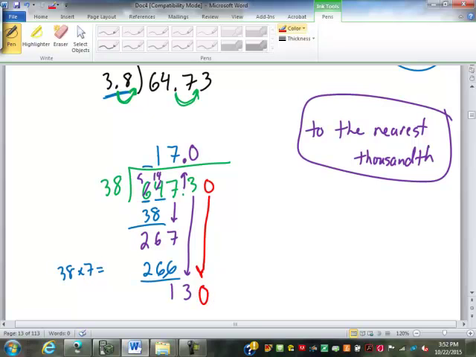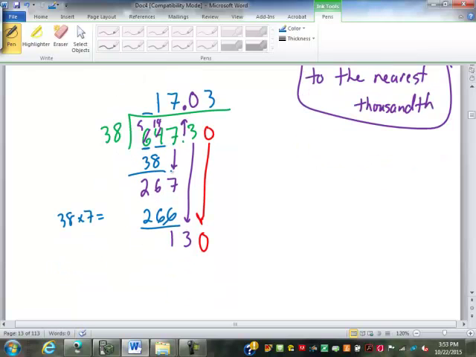So now it's 38 going into 130. How many times does that work? 3? So 3 times 38 is? Does 114 sound right? Okay. So we're going to subtract. We get what? 16 left over? Now what? Add another 0 and bring it down. 38 into 160. 4 times.